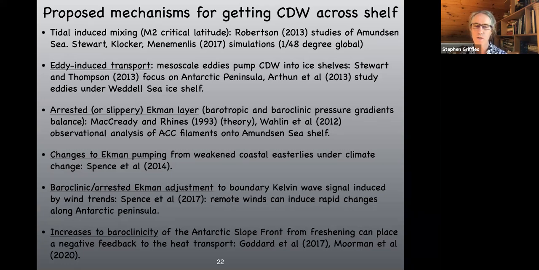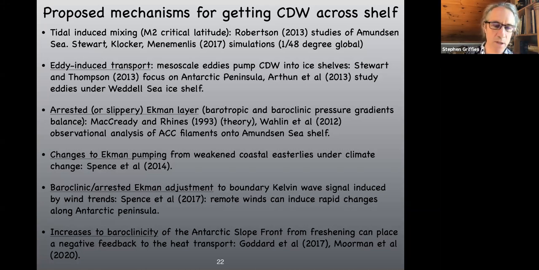One of the other changes is just due to the wind pumping. The coastal currents around there have a big Ekman effect, and if you change that Ekman effect, you can change the amount of warm water that gets up to the continental shelf. That comes from a paper by Spence et al., 2014. I'll show you a slide from that next. And I already mentioned the arrested Ekman layer adjustment.